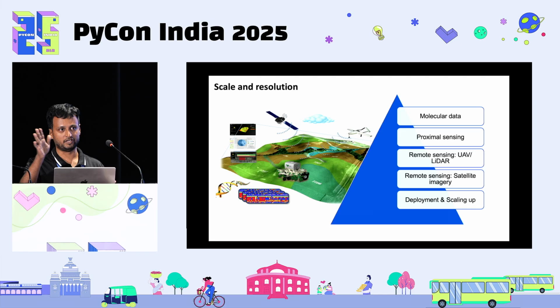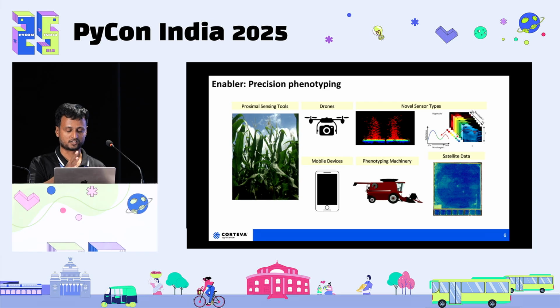A few examples: we work with data at all resolutions, your molecular data, microscopic data, and then proximal imaging in field, proximal sensing, which is a few centimeters to a few meters, and then UAV, drone data, and then satellite data. And across the scale, the sensors and equipment we use are pretty common. Your LiDAR sensors are pretty common in autonomous driving and autonomous navigation, and you use a lot of images and sensors on farm equipment, and satellites are quite common.